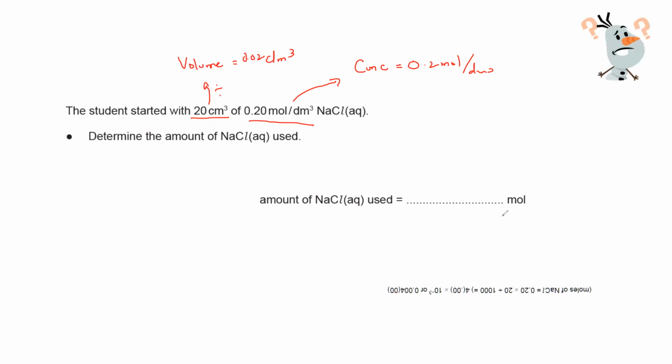Now we need the moles. So we have the formula: moles equal concentration multiplied by volume. In dm cube, the concentration of the solution is 0.2 and the volume is 0.02. So when you multiply, it will be 0.004. Is it clear? That is the discussion of how we got the moles from concentration and volume.